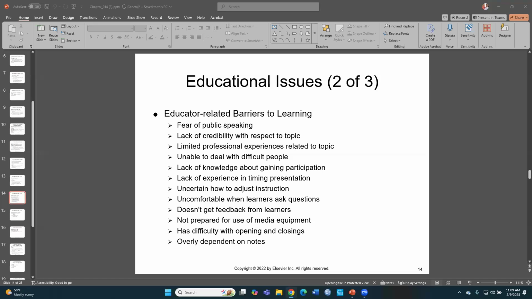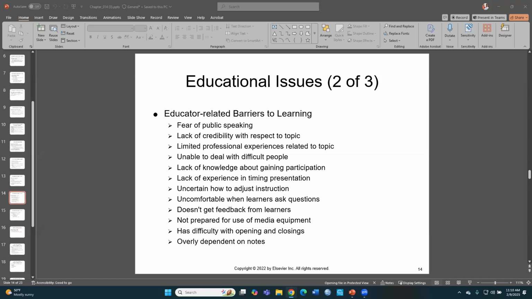Lack of experience in timing a presentation so that it's neither too long nor too short. That's where practice comes into play. You want to make sure that you have enough material to cover the time allotted, but you want to try not to go over the time allotted because that can cause some uncomfortableness with people if they only have a limited amount of time to attend. Uncertainty about how to adjust instruction once you're there and you can talk with the group that you're dealing with, understanding what their needs are, then you can kind of redesign as you go.